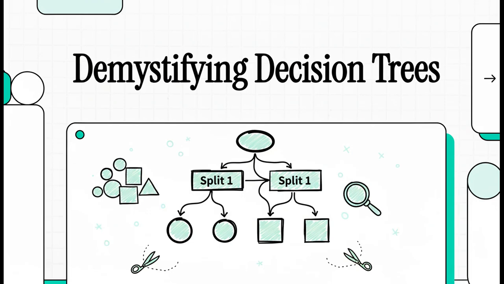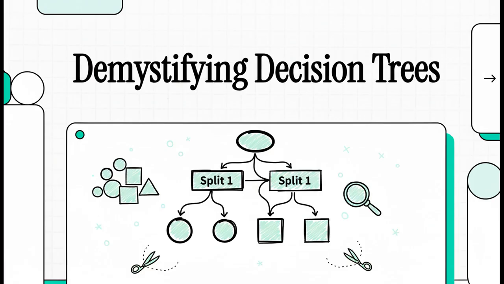All right, let's dive in. Today, we're going to pull back the curtain on one of the coolest tools in machine learning, the decision tree. So how can a simple flowchart, like the ones you'd sketch on a napkin, learn from data to make these super complex predictions? Well, that's exactly what we're here to find out.